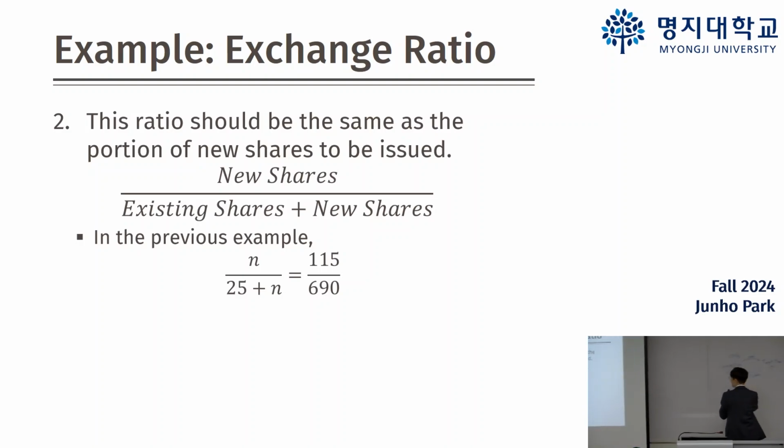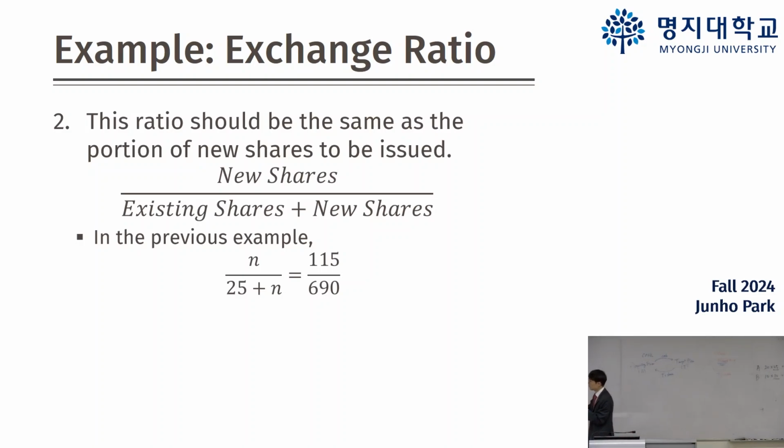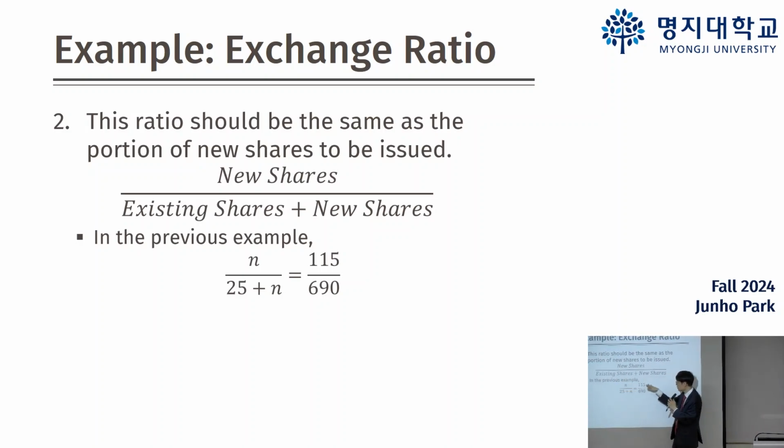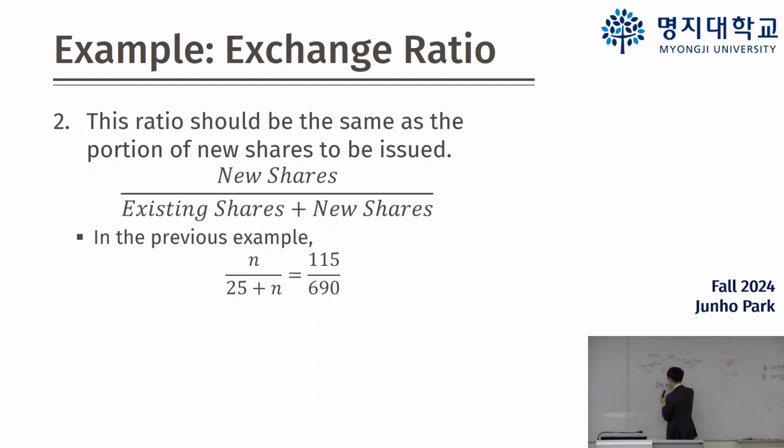115/690. You can solve this equation simply: if you multiply both sides by 690 and by (25 + n), you have 690 times n equals 115 times (25 + n). So we have 690 times n equals 115 times n plus 115 times 25. If you move this term to the left, we have (690 minus 115) times n equals 115 times 25. So n is this value, and if you calculate it, you get 5.